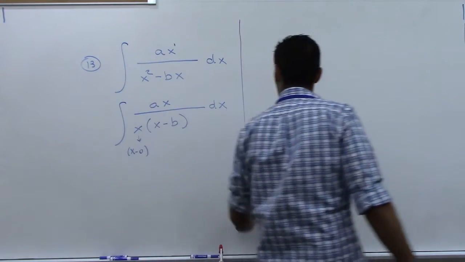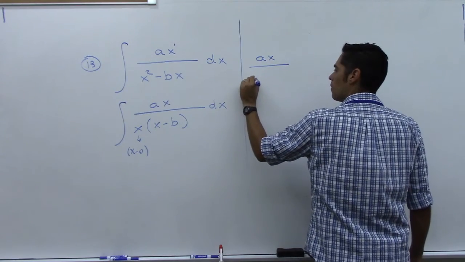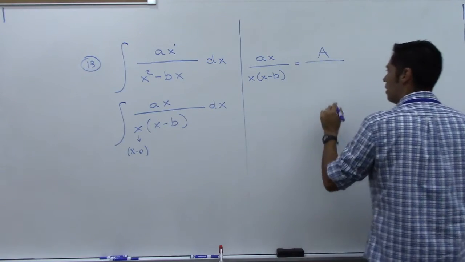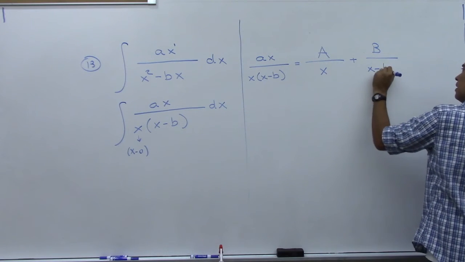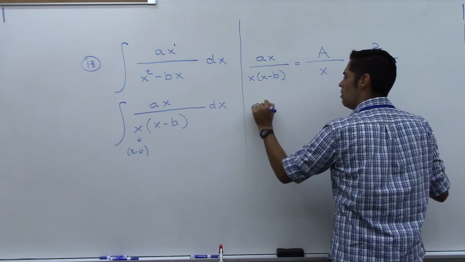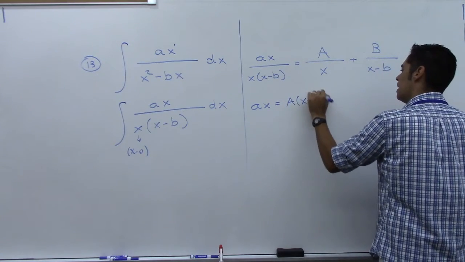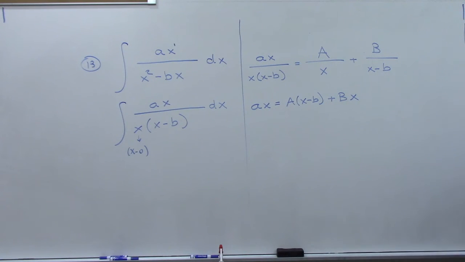So what I'm going to do is try and rewrite this integrand with something, capital A, over the first linear factor plus some B, which I'm going to find, over the second linear factor. And then we multiply both sides by the LCD, which I'm not going to show. We'll get the ax here. Here we get the A, and then the x minus b will be left, and then plus the B, and then when the x minus b's cancel, you get x. So that's what we've got.